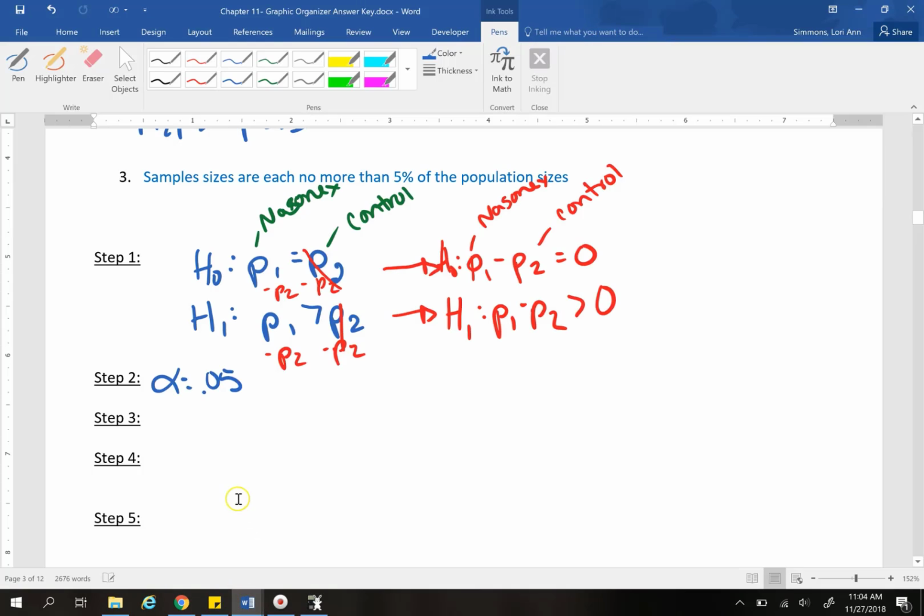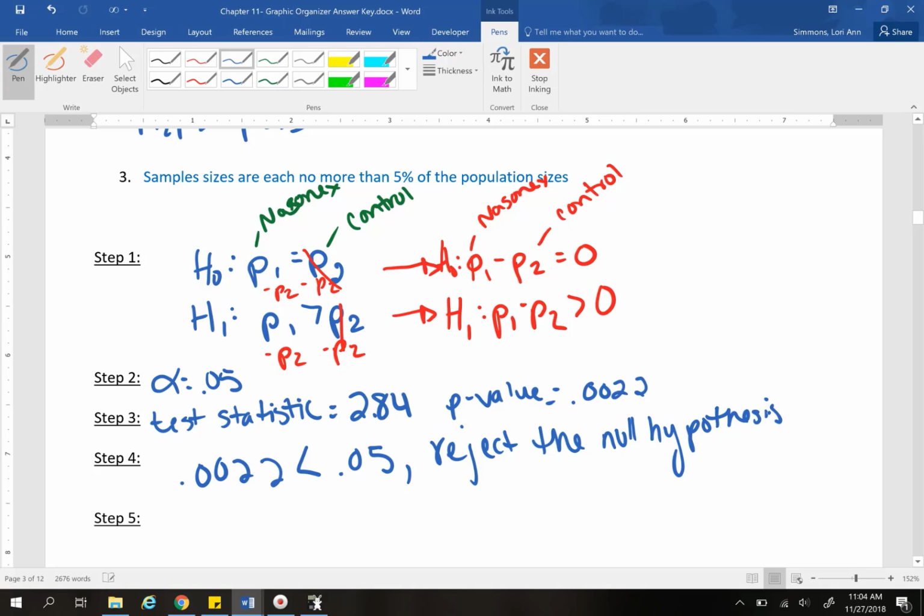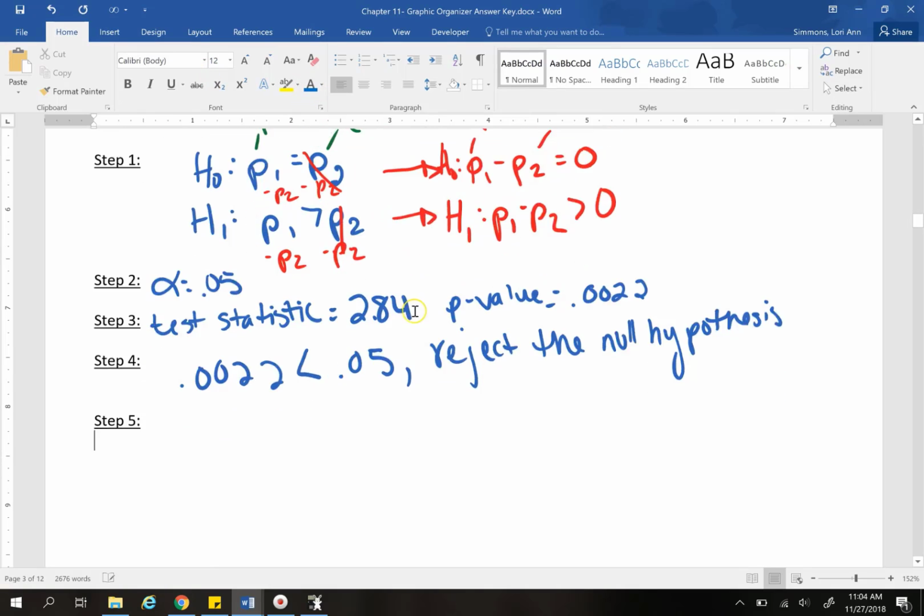All right, so let's go back. Step 3, our test statistic is 2.84, and our p-value is 0.0022. Step 4 is to compare your p-value to your alpha. That is less than your alpha, and when it's less, we reject the null hypothesis. And step 5 is to write your conclusion.